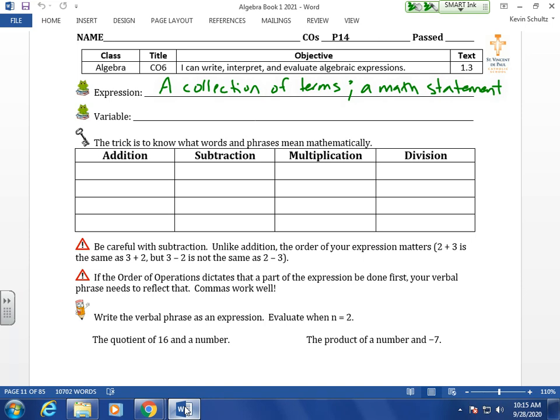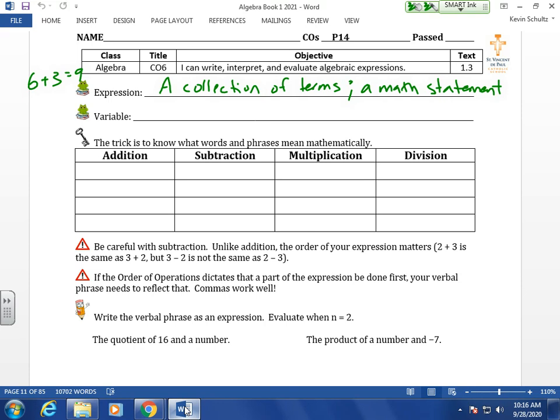An example of an expression would be like 6 plus 3, right? It's a collection of terms, 6 and 3, a math statement. It doesn't have value, okay? We can give it value. We can say 6 plus 3 equals 9, and now it becomes an equation, right? So an expression doesn't have value. It's just a statement.